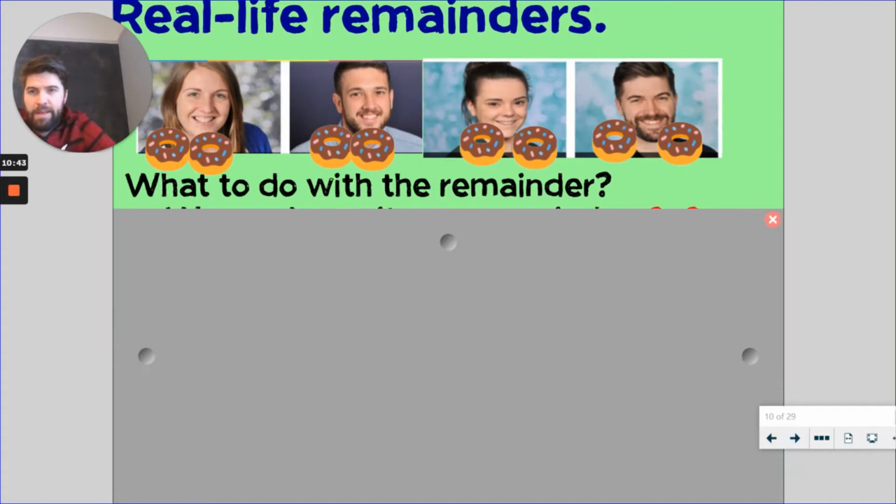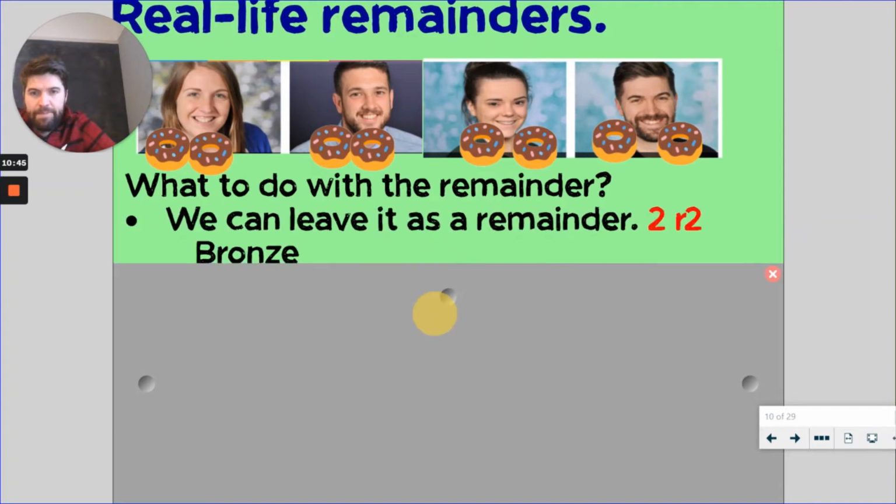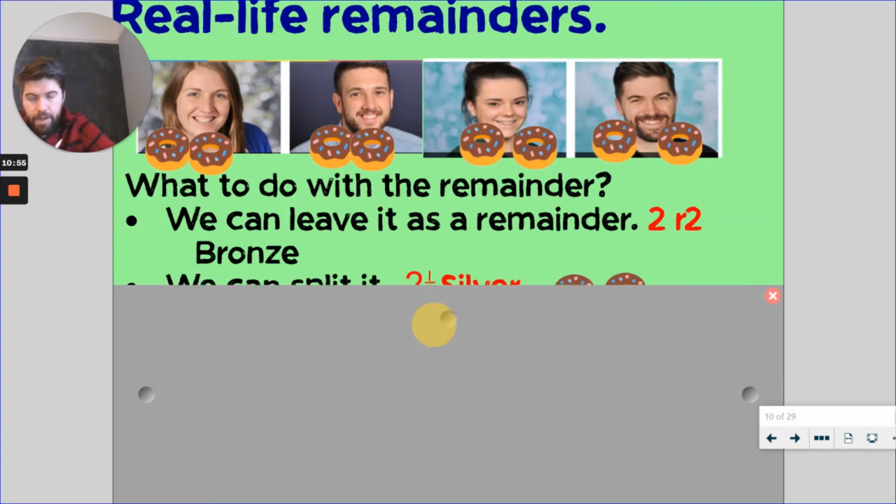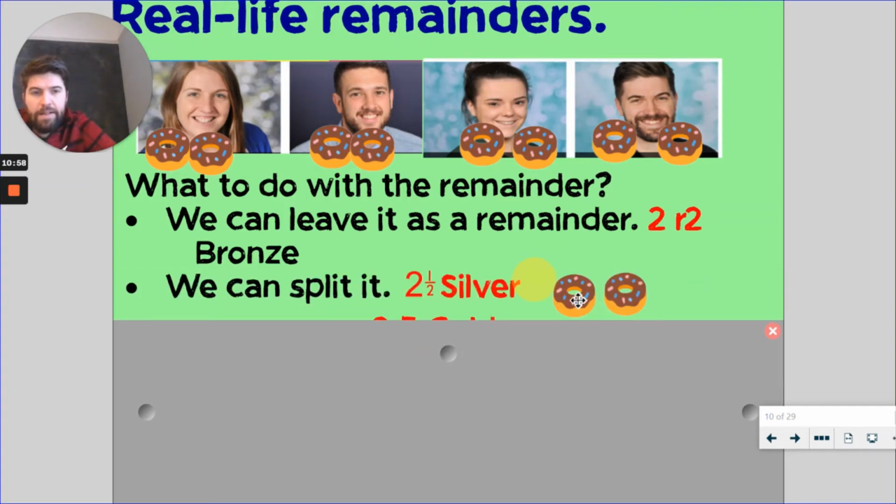Today we're going to think about how we can express these remainders. So we can leave it just as a remainder like I just did, and that's going to be the bronze for today, to show your remainder as an R value, R2. Or we can split it, and silver are going to think about this as fractions today.